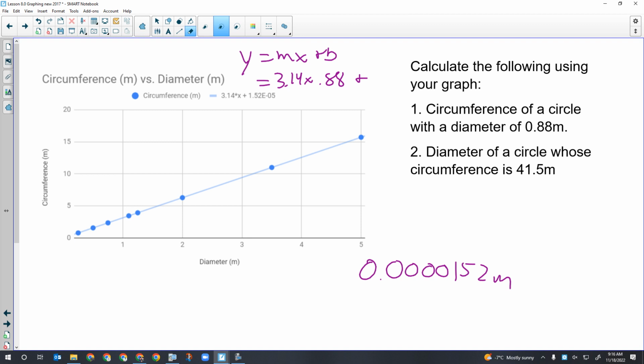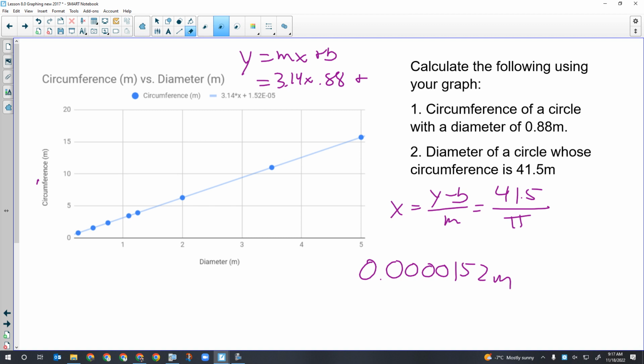We certainly could. They're giving us the circumference, so they're giving us y and asking us to calculate x. So we would have to go x equals y minus b over m, which is really circumference divided by pi. That should give us the diameter, yes?